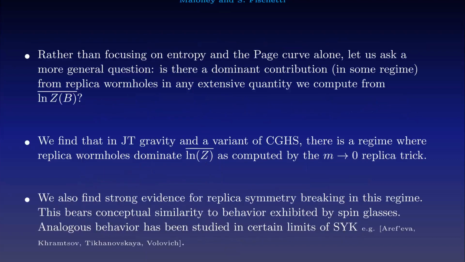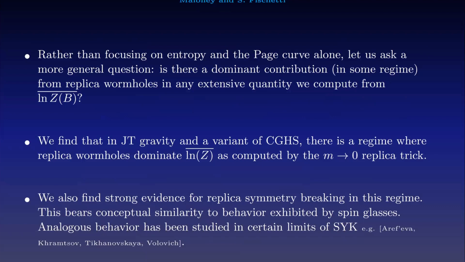So far I haven't really said anything new, in the sense that this type of thing has been known in, say, condensed matter systems for quite a while. What is the aspect which is interesting here, or novel in this case? So we can ask, essentially, is there a dominant contribution to more general extensive quantities from replica wormholes in any extensive quantity that we calculate from the ensemble average of log Z, from log Z as computed from the gravitational path integral?